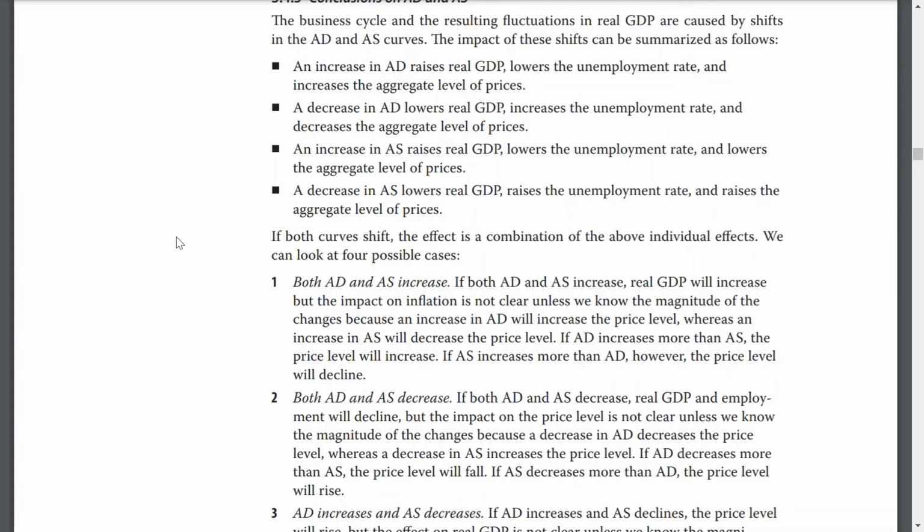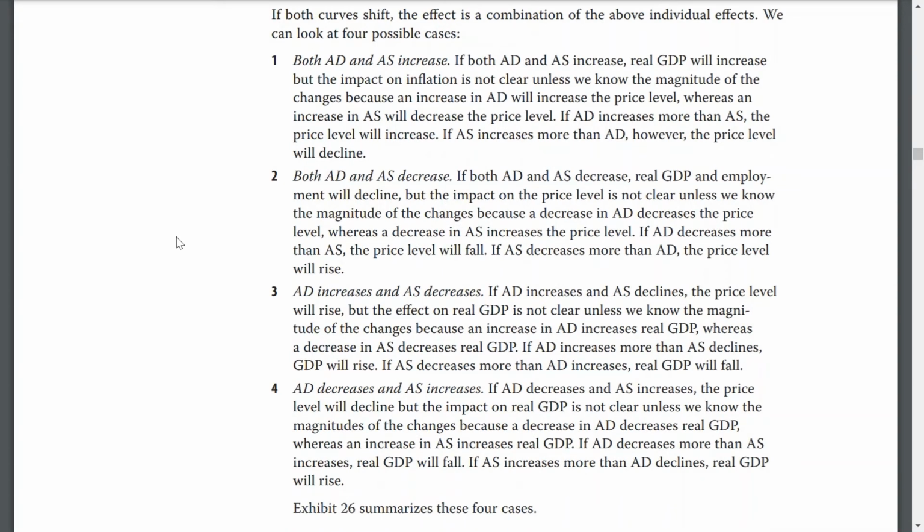Both AD and AS decrease. If both AD and AS decrease, real GDP will decline, but the impact on the price level is not clear unless we know the magnitude of the changes, because a decrease in AD decreases the price level, whereas a decrease in AS increases the price level. If AD decreases more than AS, the price level will fall. If AS decreases more than AD, the price level will rise.